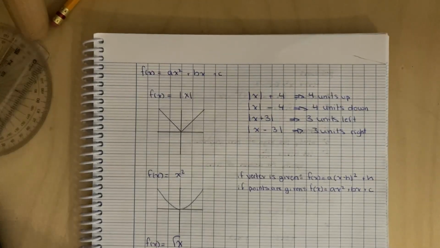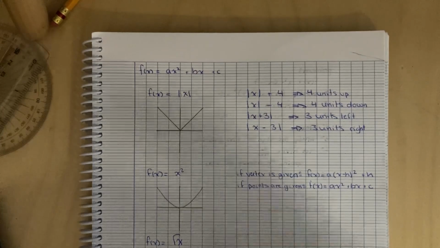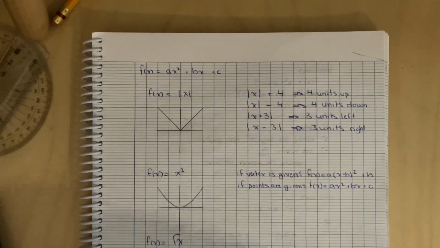All right, on to different types of graphs. I'm going to explain 4 different kinds. First one is the absolute graph. This is what it looks like.